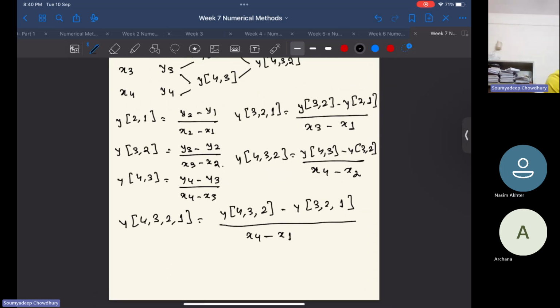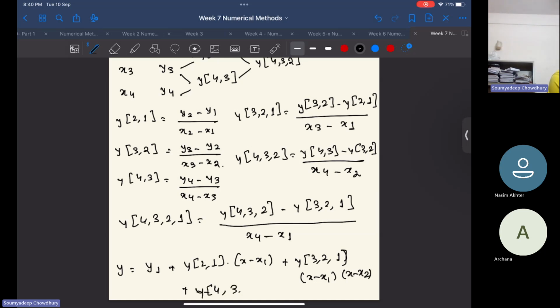Now using this, how to represent the polynomial? So it is basically y1 plus y21 into x minus x1 plus y321 into x minus x1, x minus x2, like this, plus y4321 into x minus x1, x minus x2, x minus x3. So this is nothing but the first Newton's interpolation formula that I described. It's same as that. Only the notation of the things is changing.